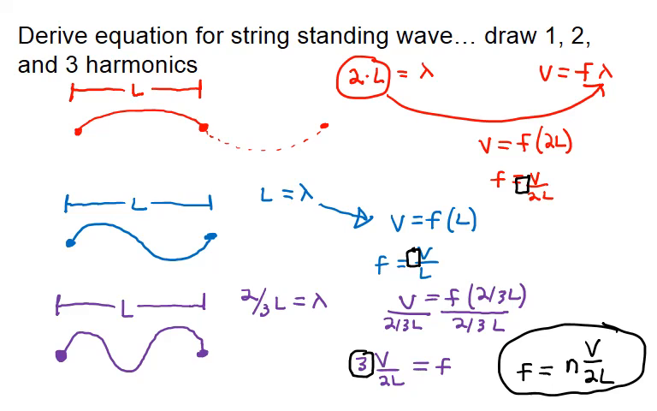So it turns out, in each spot, with the original one being 1, the second one being 2, the third one being 3, that's going to be the harmonic number. And so that's the derivation for the string standing wave.